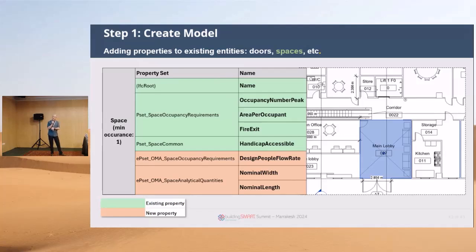They're all really useful points in the schema, but then also we added in the design people flow rate again, for caps for design, and then the nominal width and nominal length, which are also used for some of the flow models as well.